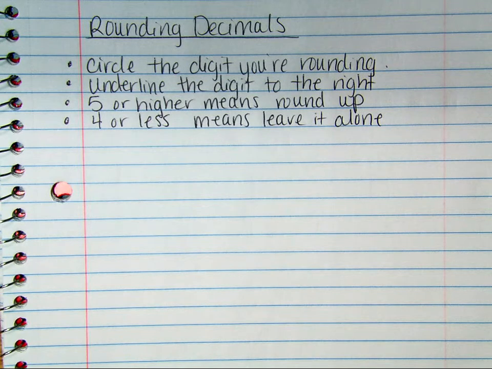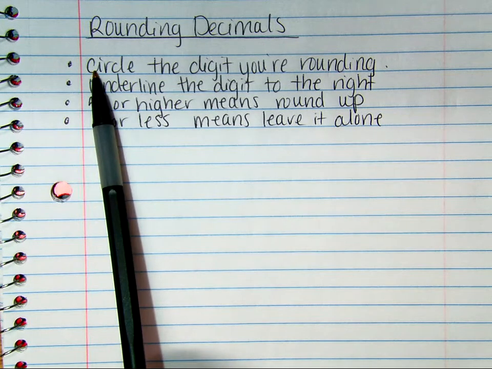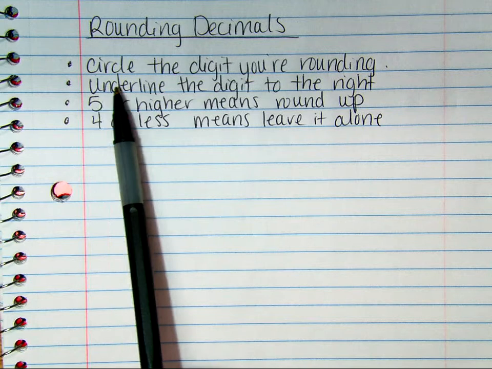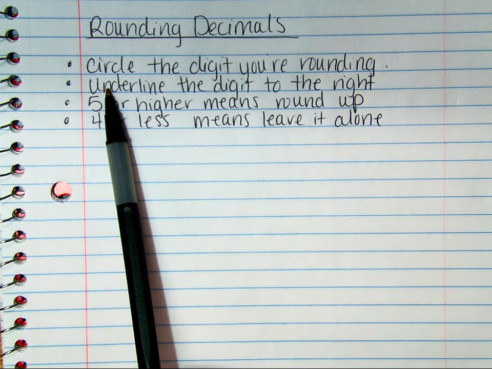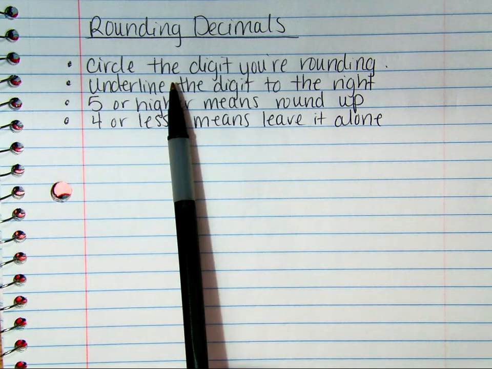Today we're going to be talking about rounding decimals, which is very similar to rounding whole numbers, which you've learned before. So the steps to rounding decimals are, number one, you're going to circle the digit you're rounding. Number two, you're going to underline the digit to the right of whatever you circled.